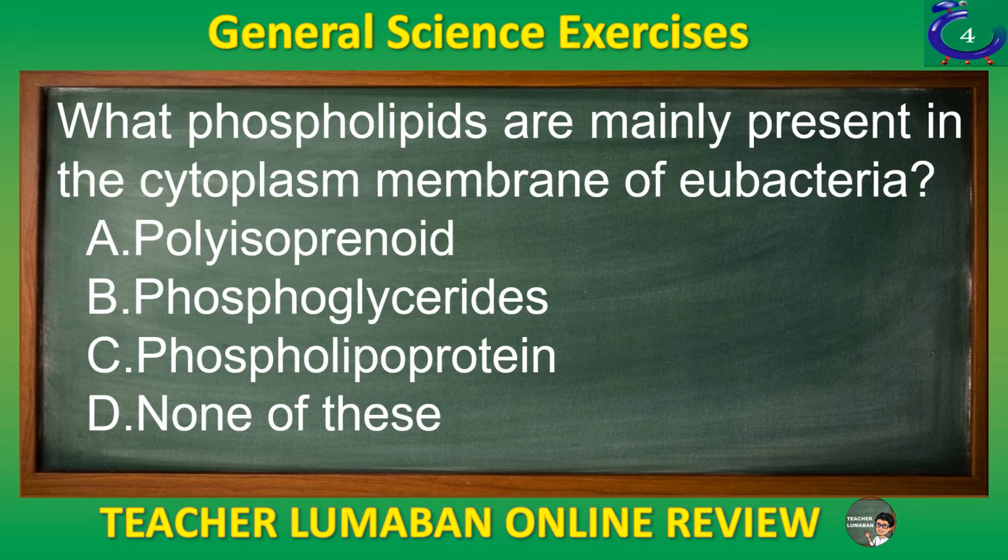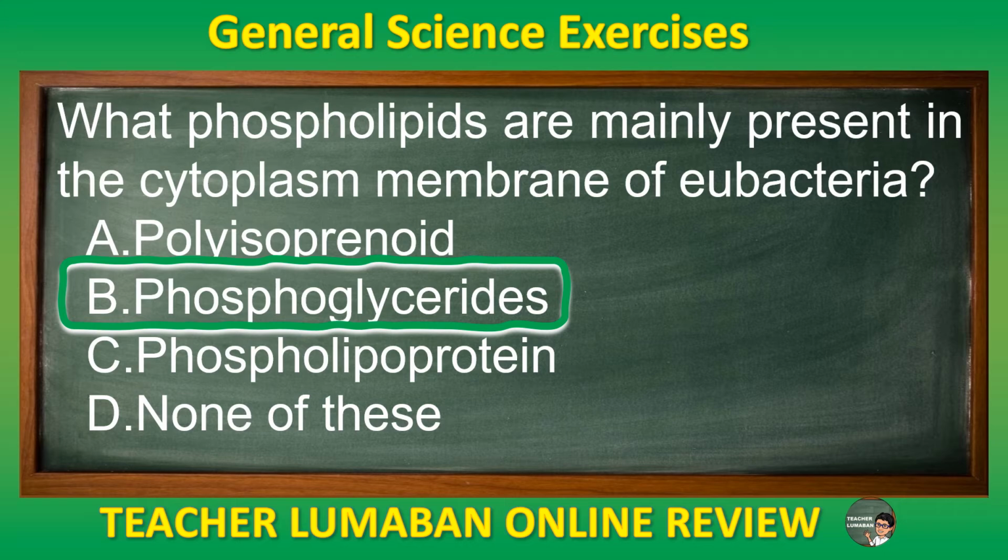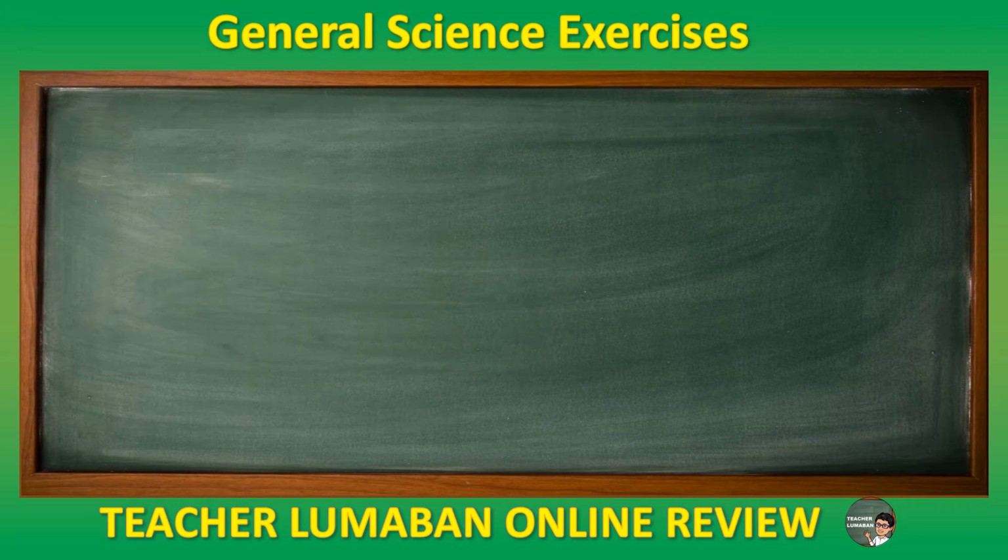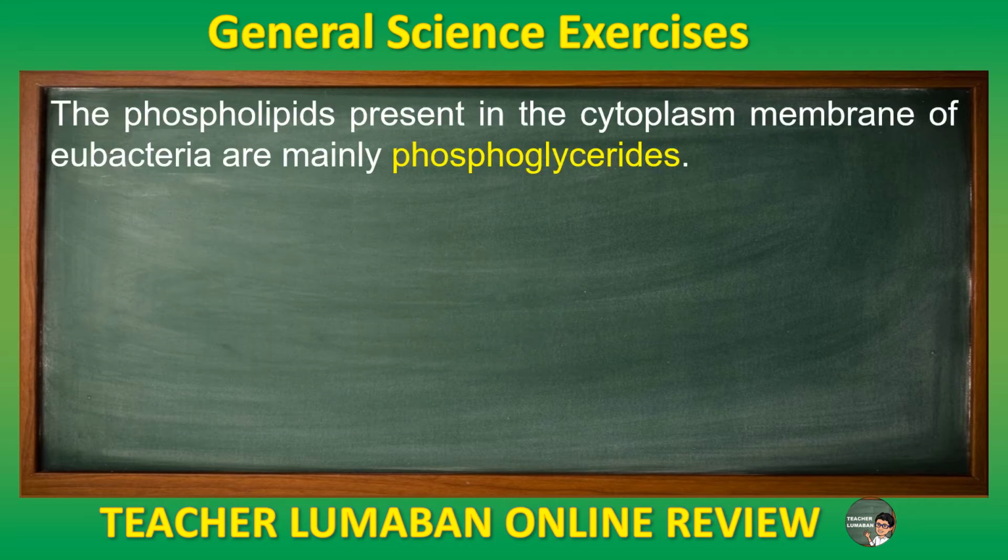5, 4, 3, 2, 1. The correct answer is letter B, phosphoglycerides. The phospholipids present in the cytoplasm membrane of eubacteria are mainly phosphoglycerides.